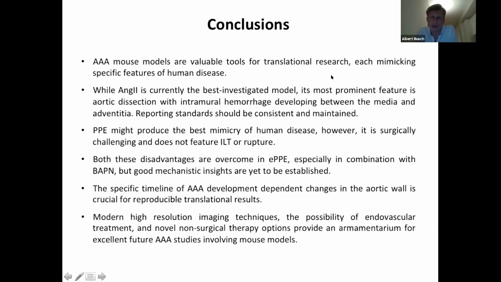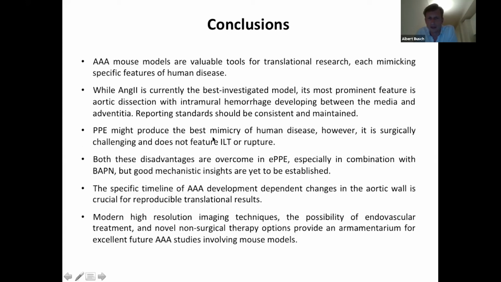You have to consider that it's a very prominent aortic dissection going on here. The hemorrhage is appearing in the aneurysm wall, or in the aortic wall. Something that even Alan Dougherty's group is trying to stress now is that reporting standards should be kept. We know that in the angiotensin model, there are actually 4 different types of aneurysms, 4 different ways that the aneurysm develops, which is currently not reflected in any of the studies we're seeing or reading. So I think this is something that really needs to be considered a bit more.